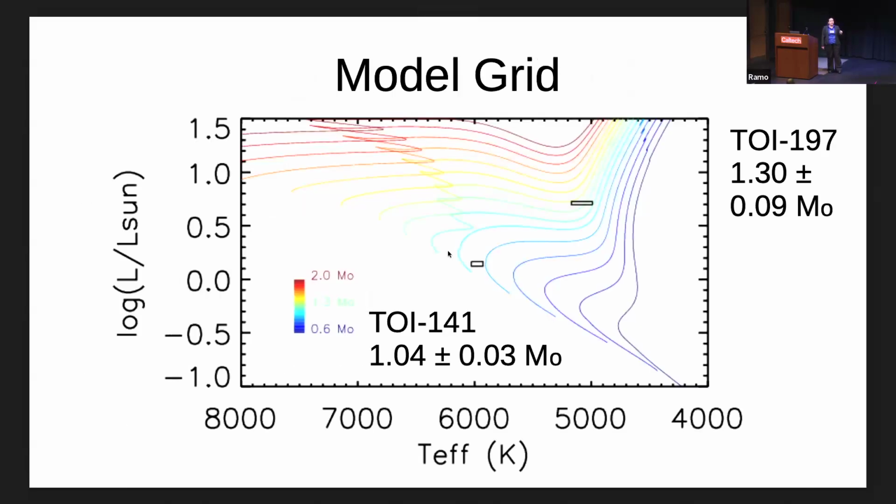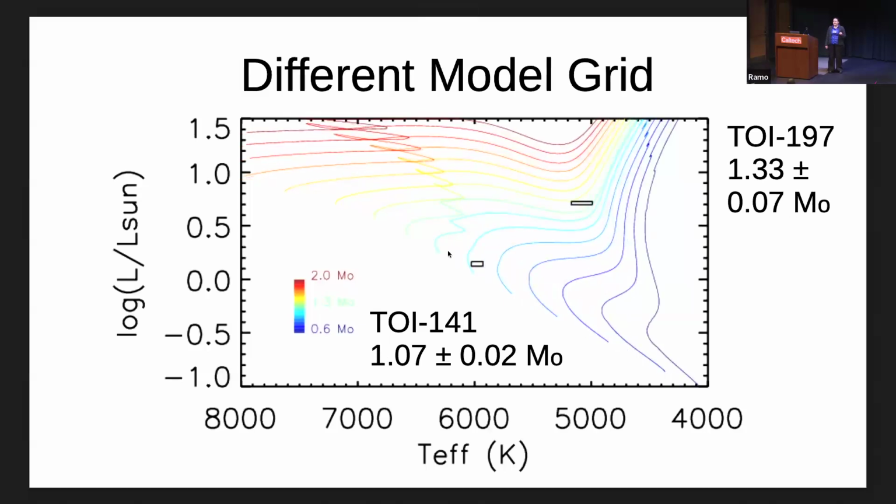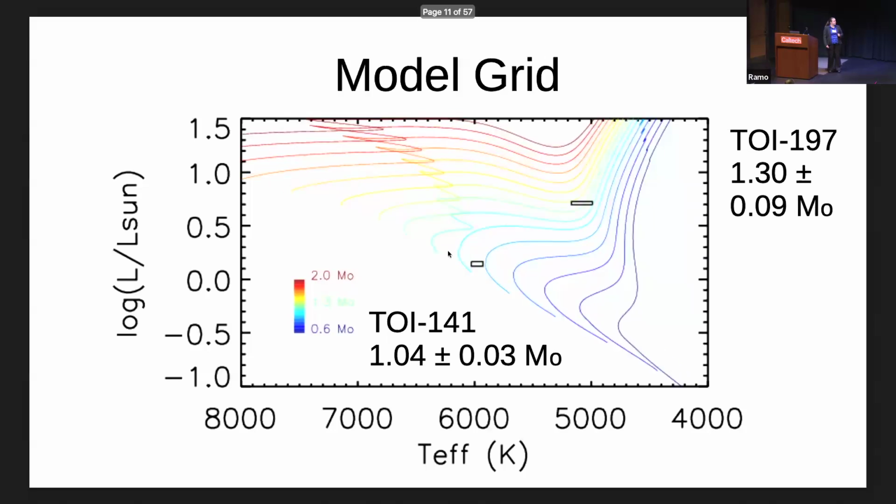And the reason that you care about this is because of how it affects the results, right? I said for TOI 141, when I put it into this grid of models, I got 1.04 plus or minus 0.03 solar masses. But if you had put it into a slightly different grid of stellar models, which looks very topologically similar, you might have gotten 1.07 plus or minus 0.02 solar masses. Those are technically concordant, but it doesn't feel good.